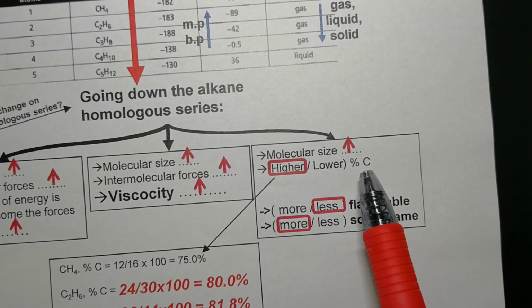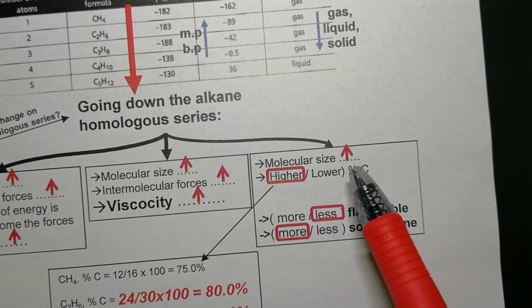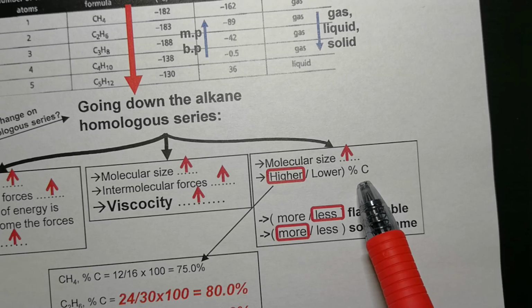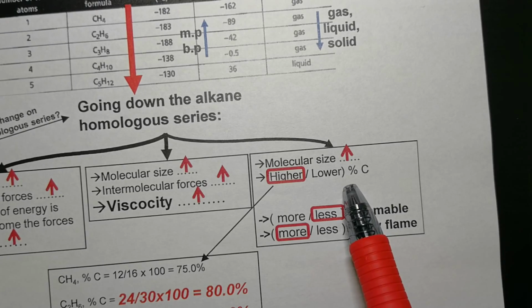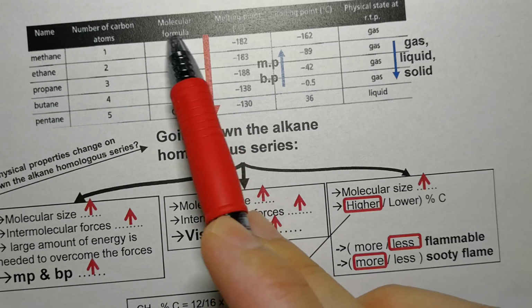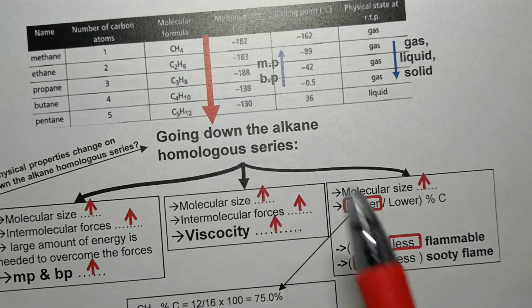Viscosity. Now, how about flammability? As molecular size increases, the percentage of carbon will increase. How do you find the percentage of carbon? Let's say in methane, ethane, propane. Let's say CH4. How do you find the percentage of carbon?